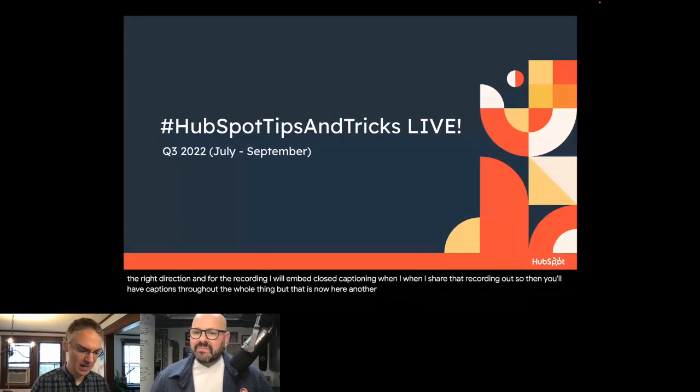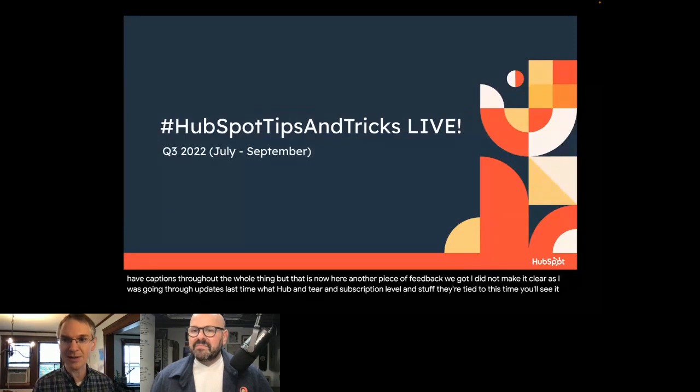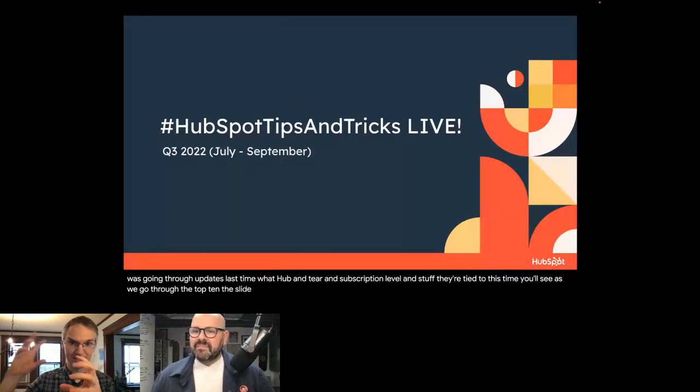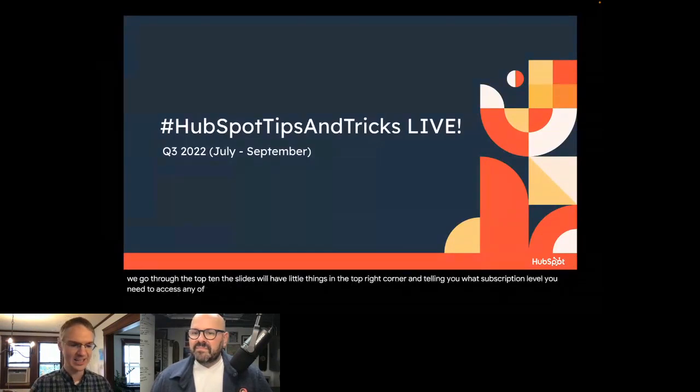Another piece of feedback we got, I did not make it clear as I was going through updates last time what hub and tier and subscription level and stuff they're tied to. This time you'll see as we go through the top 10, the slides will have little things in the top right corner telling you what subscription level you need to access any of these features. So hopefully that adds some clarity.